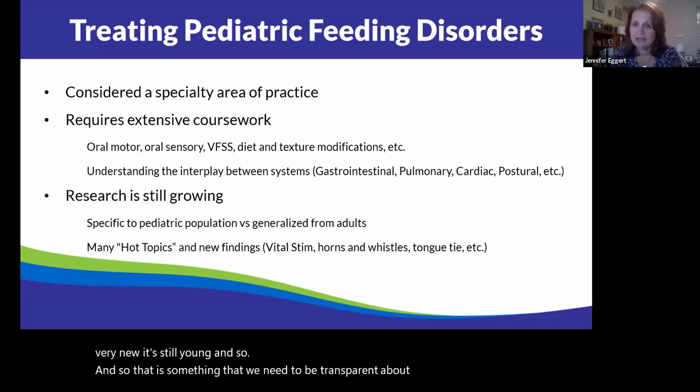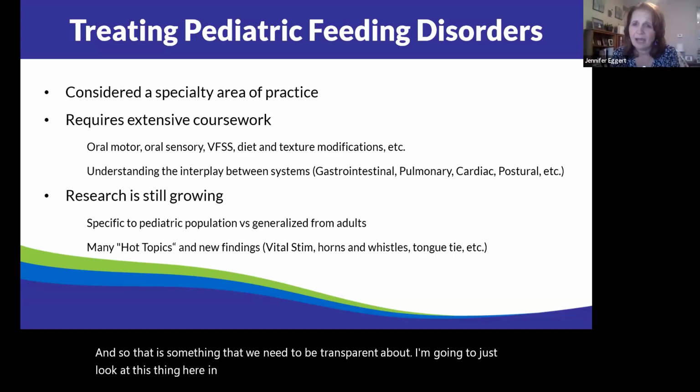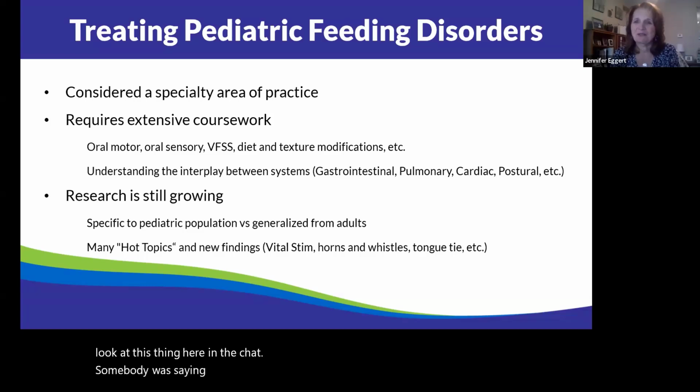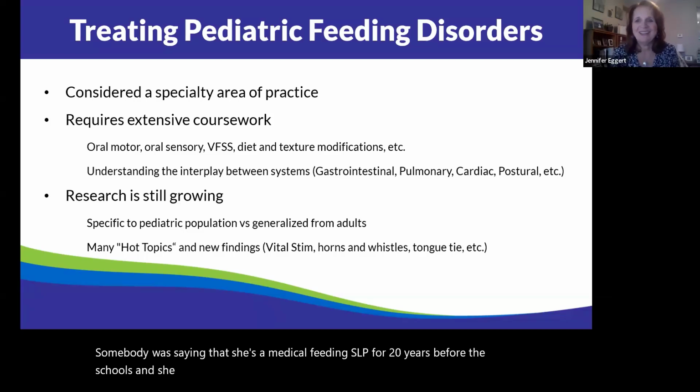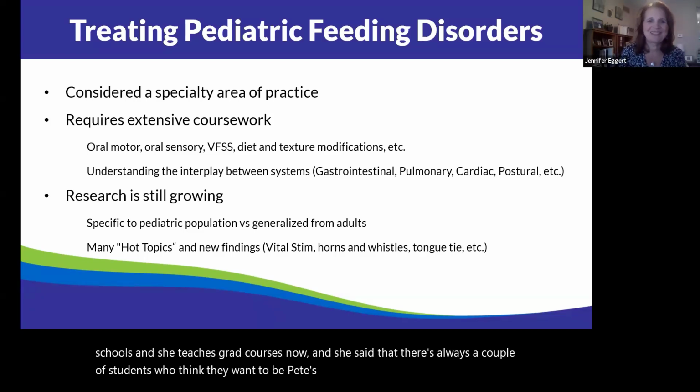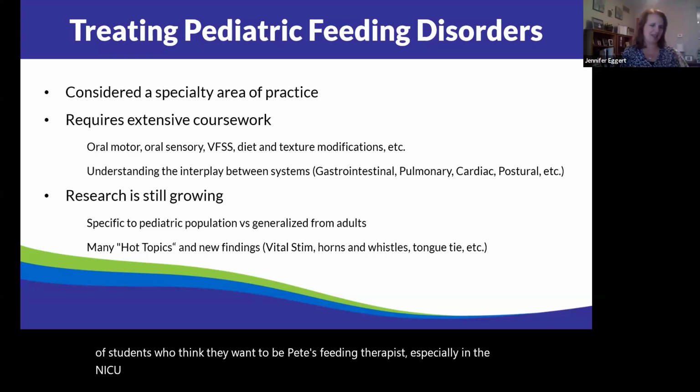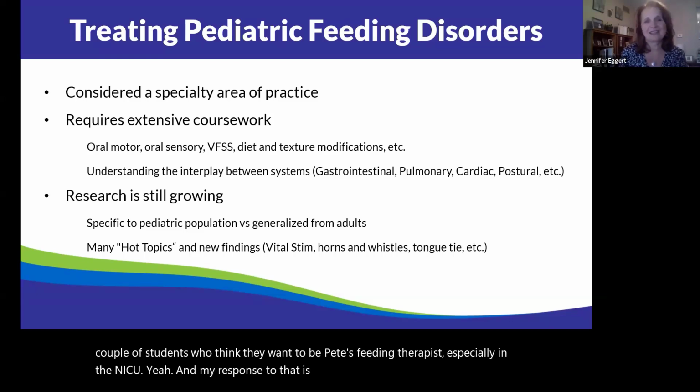I'm going to just look at this thing here in the chat. Oh, somebody was saying that she was a medical feeding SLP for 20 years before the schools, and she teaches grad courses now. And she said that there's always a couple of students who think they want to be peds feeding therapists, especially in the NICU. Yeah. And my response to that is always, do you realize it's not cute babies, it's sick babies, right?